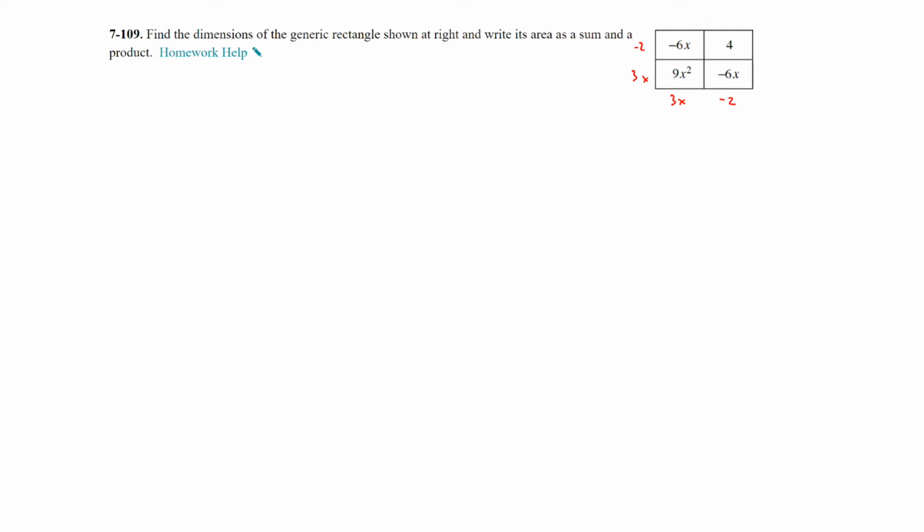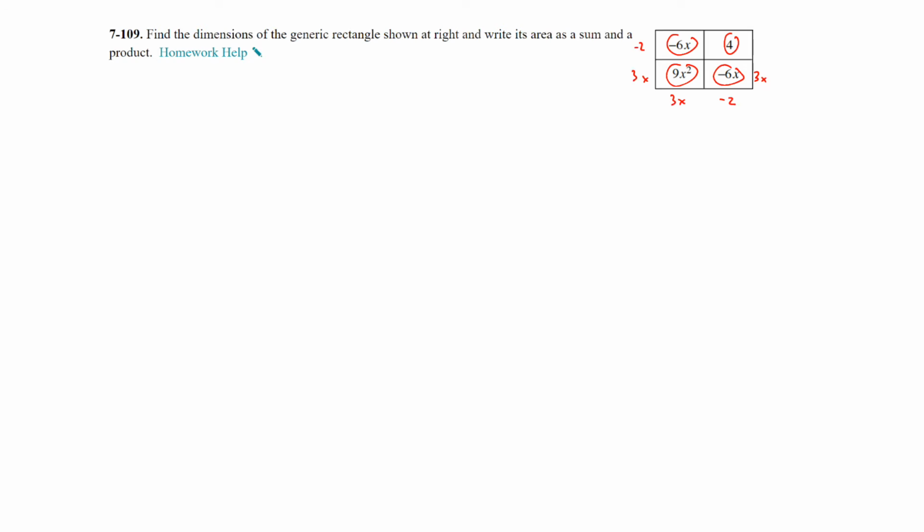So does that work out with all the sides? To get this one, negative 2 times 3x is negative 6x. This one, 3x times 3x is 9x squared. To get this one, it would be negative 2 times 3x, which is negative 6x. And then to get the 4, it's negative 2 times negative 2, so it's 4. So that looks like that is correct.